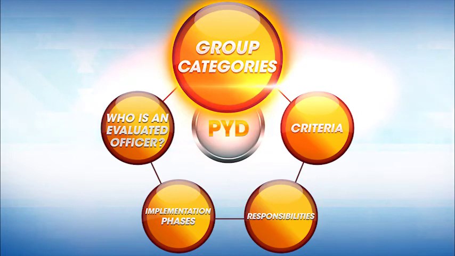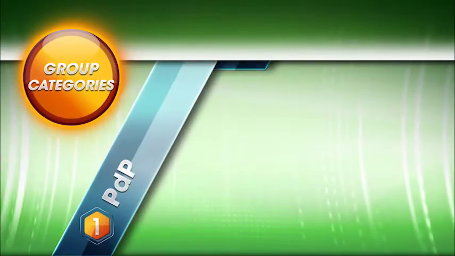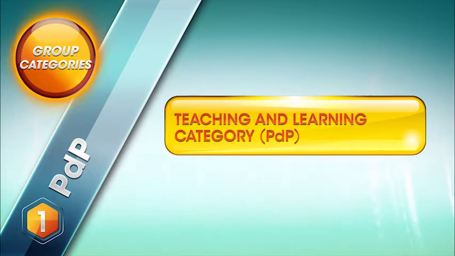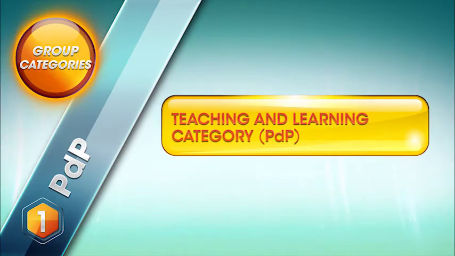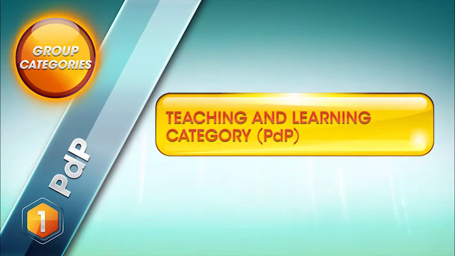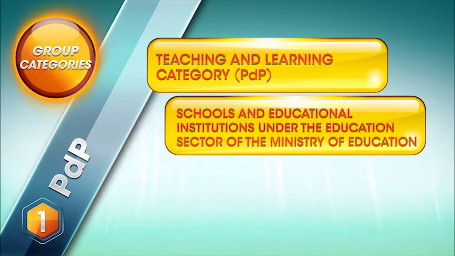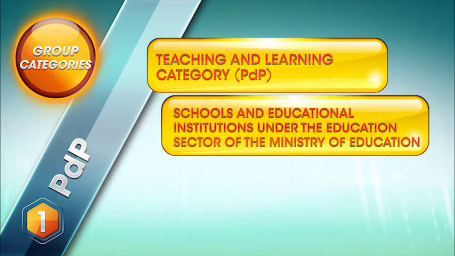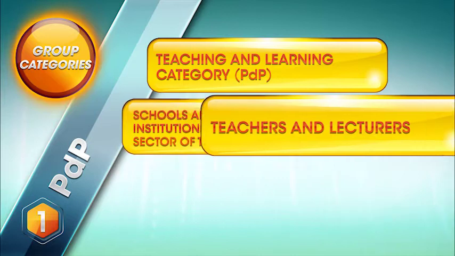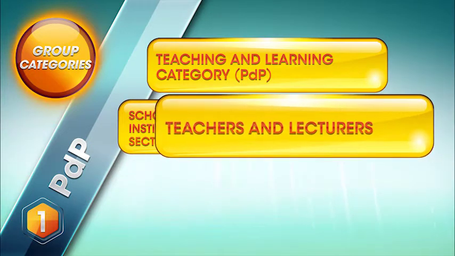Evaluated officer group categories. The evaluated officers are divided into 5 group categories. The Teaching and Learning category (PDP) comprises of education service officers who are involved in teaching and learning in schools and educational institutions under the education sector of the Ministry of Education Malaysia or MOE, such as teachers and lecturers.